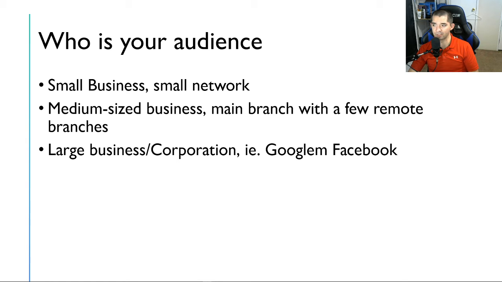With medium-sized businesses, a main branch with a few more branches, you can go about this in many different ways. You can go after one branch, or once you get into one branch, you can see if you can get to another branch. It all depends on how their network is set up. Can it be done? Absolutely. Should it be done? That depends on the legal piece of it.